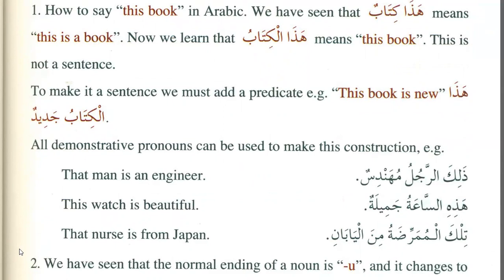All demonstrative pronouns can be used to make this construction. That man is an engineer. Dalika rajulun muhandisun. This man is an engineer. Hadihi sa'atu chamilatun. This watch is beautiful. Tilka mumaridatu minal Yabani. The nurse is from Japan. Anybody, any question?